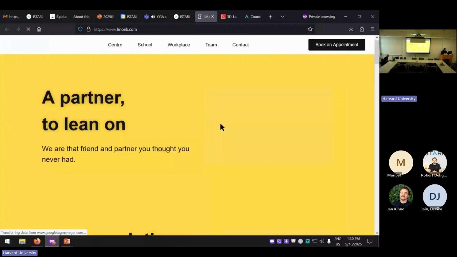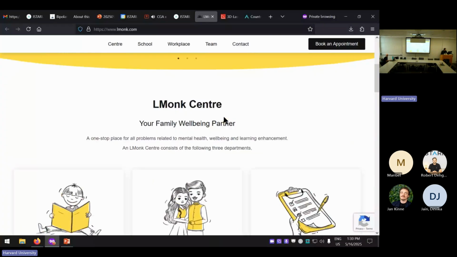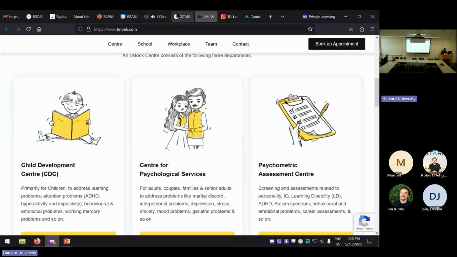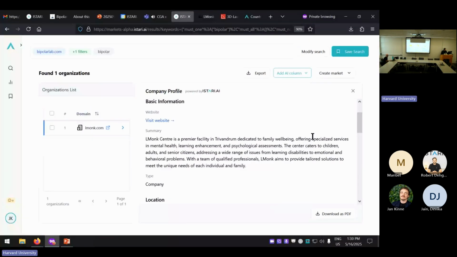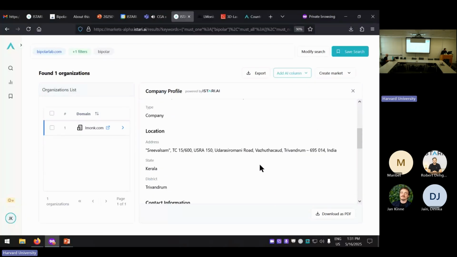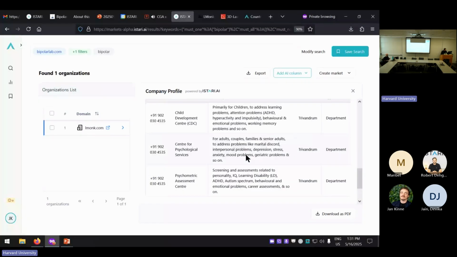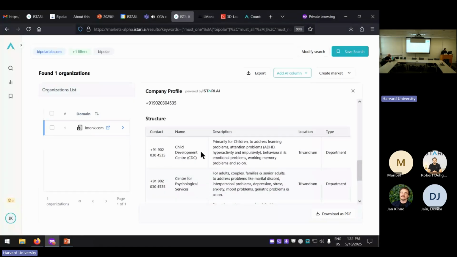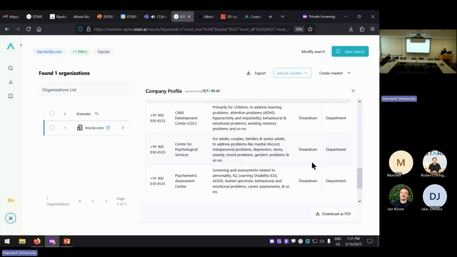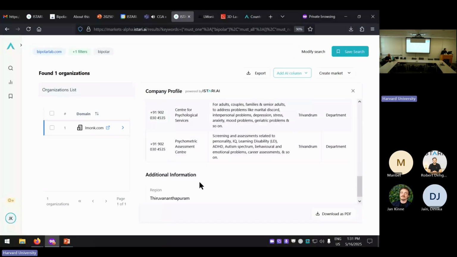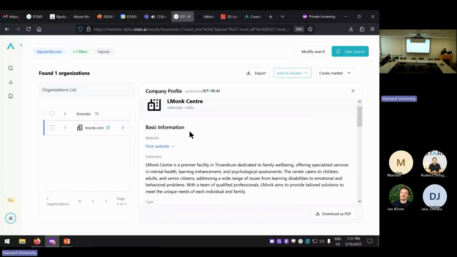Okay, do you know them? It's elmonk.com. So let's have a look at this. They say it's specialized services in mental health, learning and enhancement, and psychological assessment. The center caters to children, adults, and senior citizens. They are located in Kerala, and they even have different centers, different departments, not so much else.